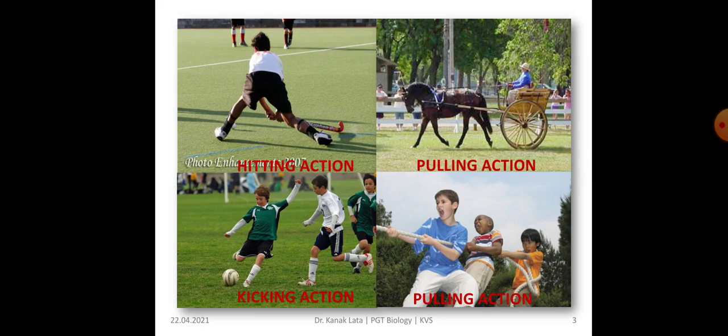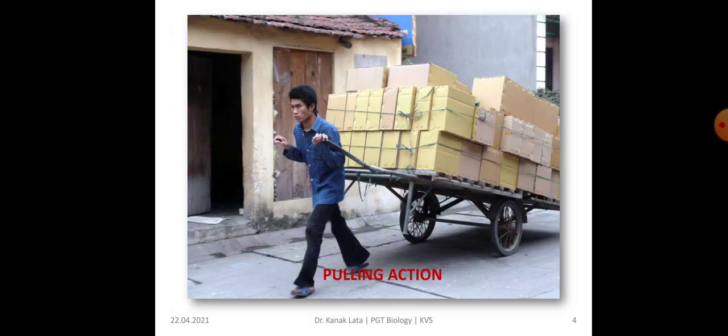Now in this figure you can see the hitting action. A boy is hitting a ball with a hockey stick. Pulling action: the horse is pulling the cart. Kicking action: the football is kicked by the boy. And pulling action. So in all these cases, all these actions require force. Here also you can see the pulling action by a man.